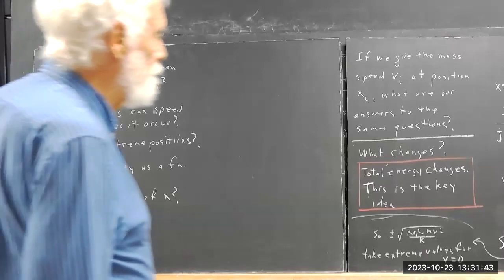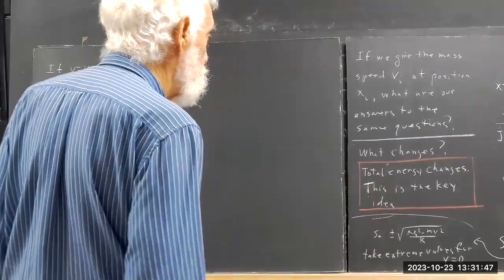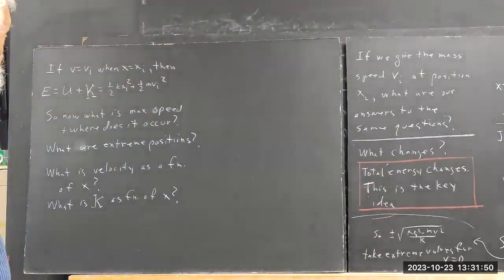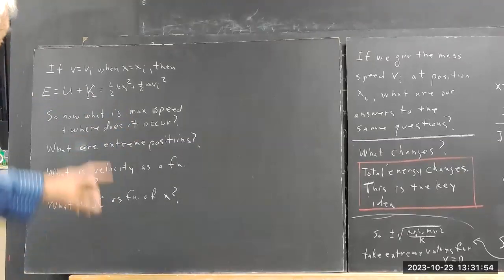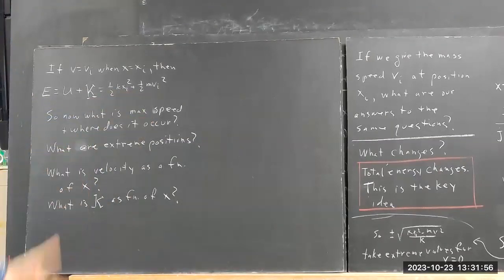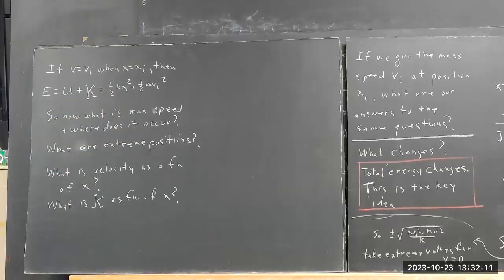To cut through all this, of course, we have to write down the expression for the total energy. Okay, well, we've got it. There it is. So we have to use this expression to answer these questions. How do we use this expression to figure the maximum speed? How's this expression going to be related to the maximum?